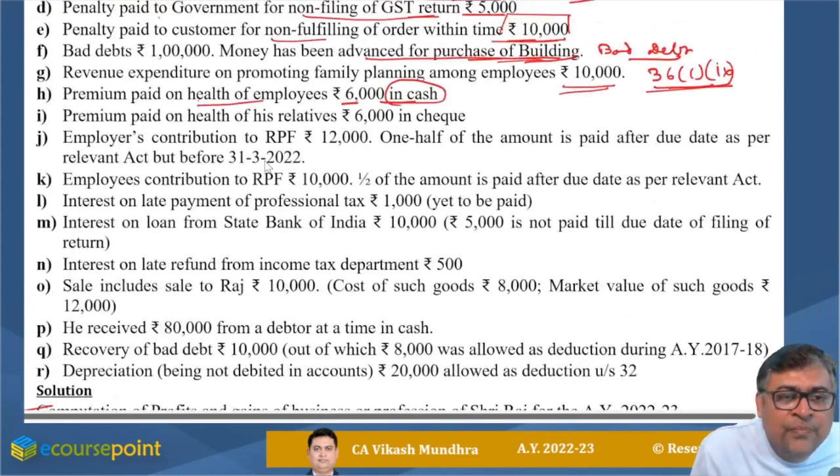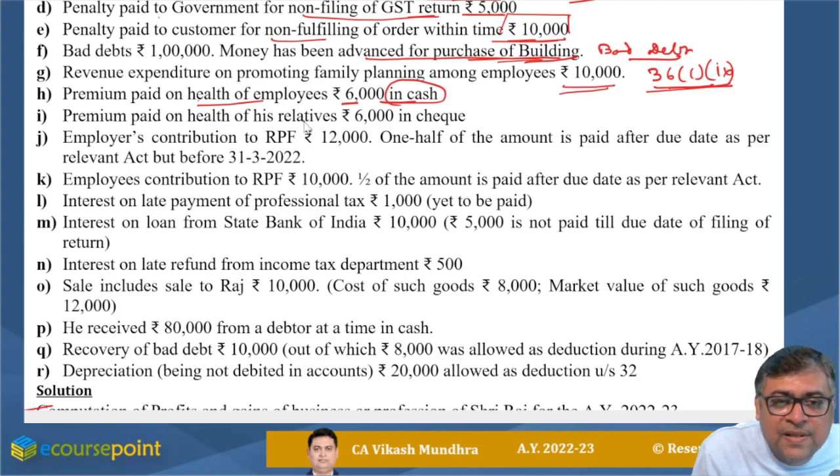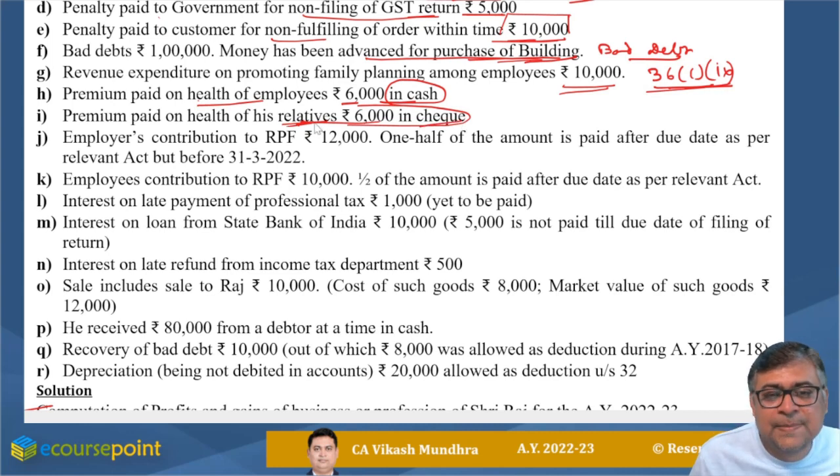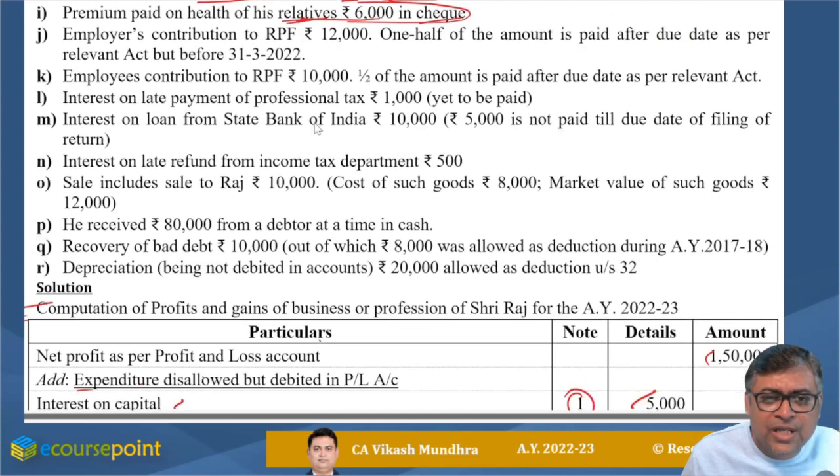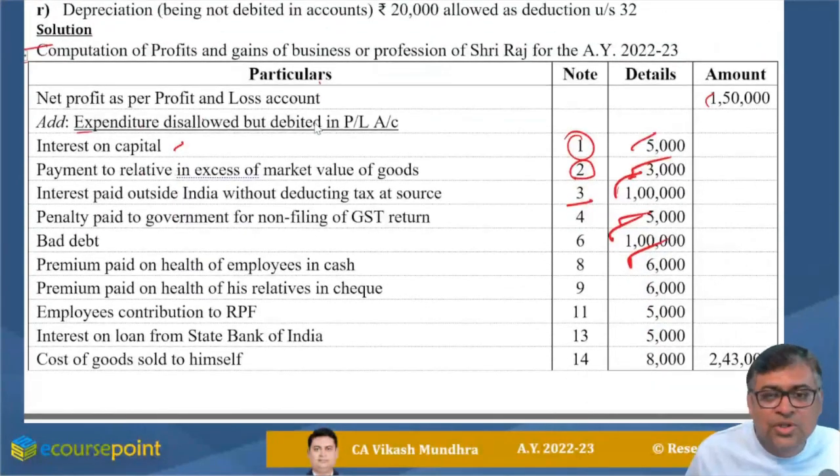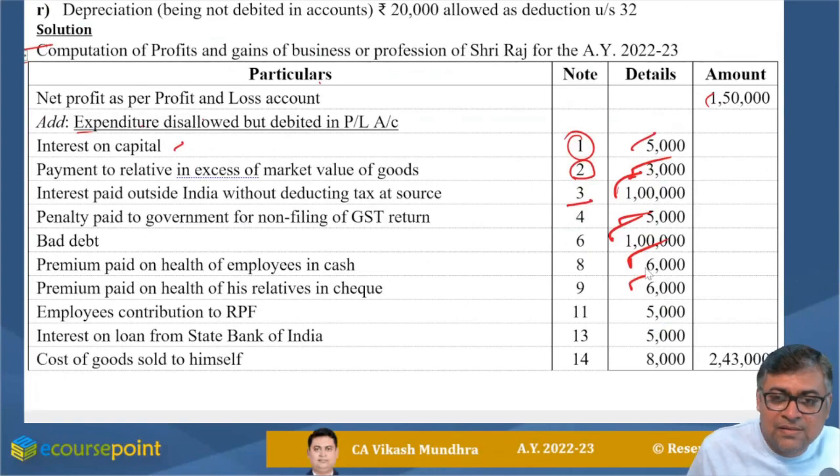Now comes the next. Premium paid on health of his relative, rupees 6,000 by cheque. Since it is a premium paid for a relative, that is personal in nature, a personal expenditure is involved. Though it is paid by cheque, it should be disallowed. This is not your business expenditure. However, you may claim any other deduction, maybe under Chapter VI-A, such as 80D. I'm not going into that because my target is to compute PGBP income. So this is not my business expenditure, and so I add back this 6,000.